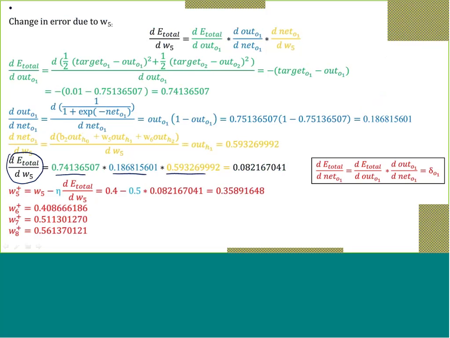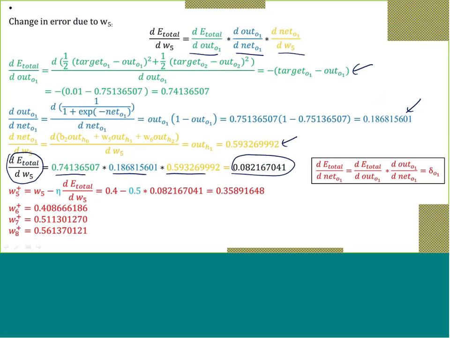So this is E total I have calculated here in this green. This is blue I have calculated here, and this is yellow I have calculated here. And the total error when I differentiate it with W5, it is a multiplication term. So this is what I got from here. Now this is a differentiation.